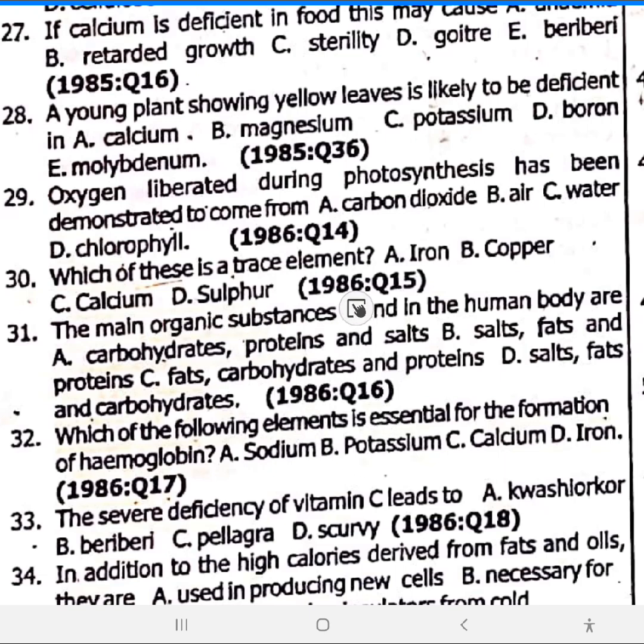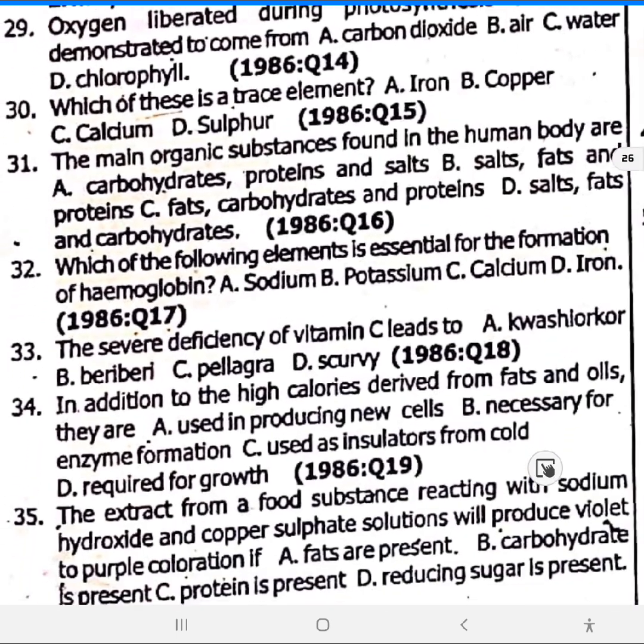Number 31, the main organic substances found in the human body are carbon, hydrogen, oxygen. But in this case, they are talking about substances, not elements. So carbohydrate, protein, fat. Number 31 is option C, fat, carbohydrate, and protein. 32, which of the following elements is essential for formation of hemoglobin? Don't forget iron. 32 is option D. Iron is very necessary.